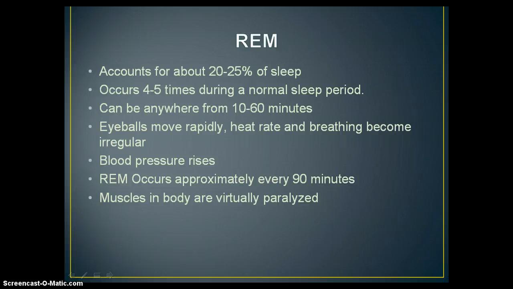After the non-rapid eye movement sleep comes the rapid eye movement sleep, which accounts for about 20 to 25% of sleep. It occurs about 4 to 5 times during normal sleep periods, and it can be anywhere from 10 to 60 minutes. During this stage, the eyeballs move rapidly, hence the name rapid eye movement. Heart rate and breathing become irregular. Blood pressure also rises. During REM, it occurs about 90 minutes, and muscles in the body are virtually paralyzed.